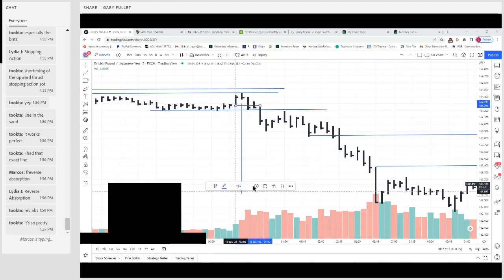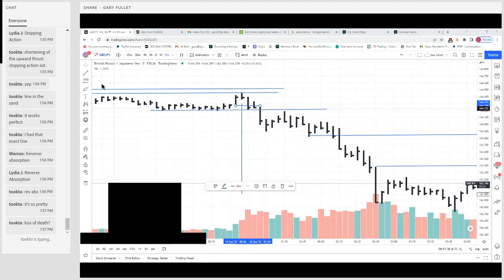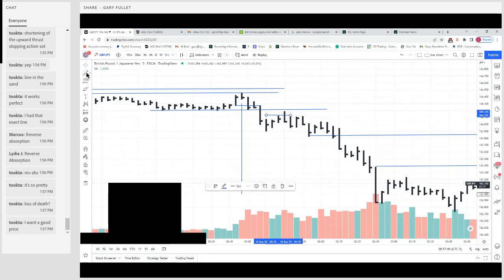Lack of buying, or actually selling, that's keeping the market from going up. Reverse absorption. Thank you, Lydia. Boom. So if you're conservative, you don't trade this until it breaks the ice, right? Obviously, a breaking of the ice. Here's your upthrust trade. Here's your stop.